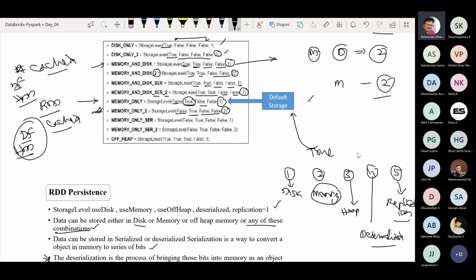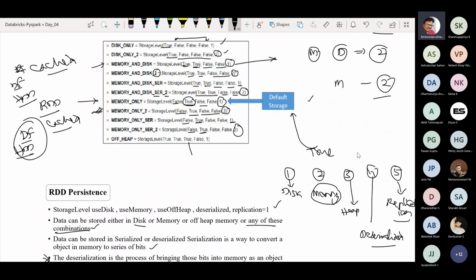Okay. Now memory only serialization, nothing great here. Only this one, and replication is one. Maybe sometimes you may be getting the same kind of analogy, guys, somewhere. Just observe those kinds of aspects. Memory only serialization with replication two. Okay, false and second is true. Finally, off heap. Heap, of course, third.